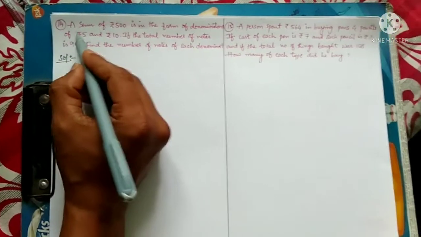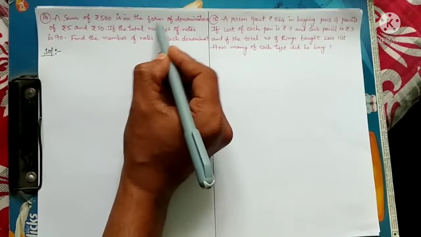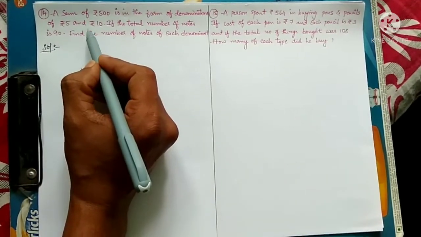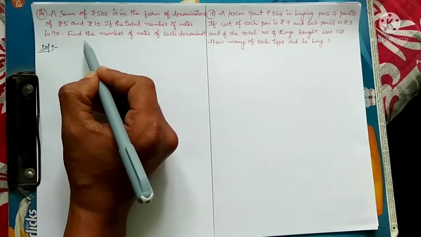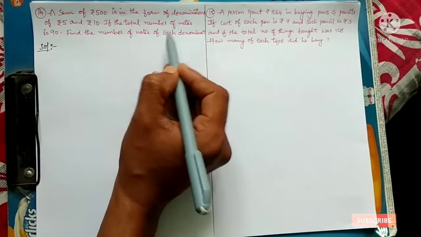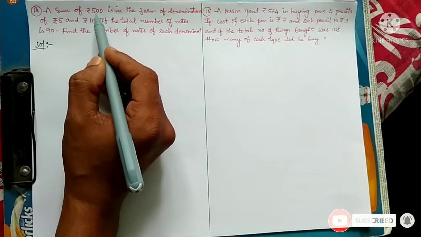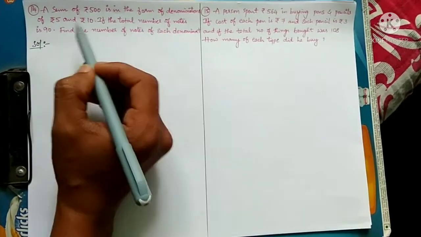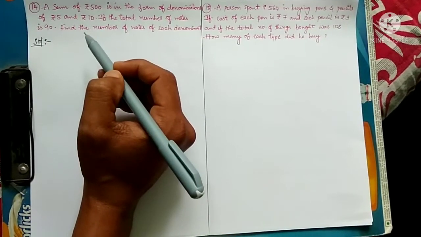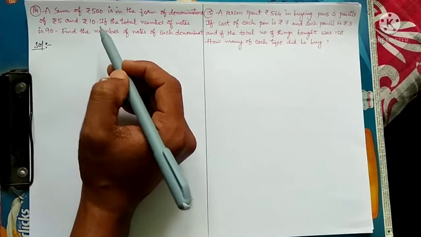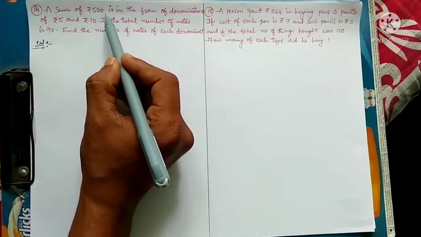Next question number 14. A sum of rupees 500 is in the form of denominations of rupees 5 and rupees 10. If the total number of notes is 90, find the number of notes of each denomination. So I have 500 rupees, and in that 500 rupees I have denominations of rupees 5 and rupees 10. That means I have 5 rupees notes and 10 rupees notes, and the total sum of the money I have is 500 rupees.